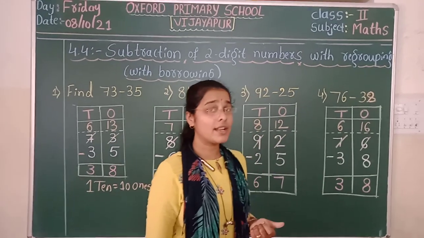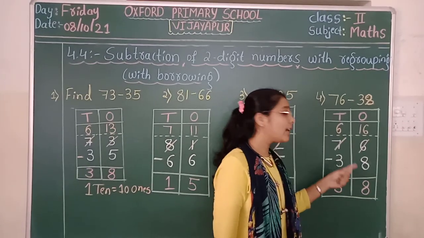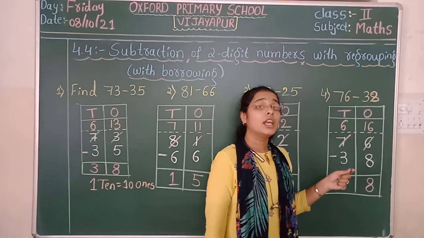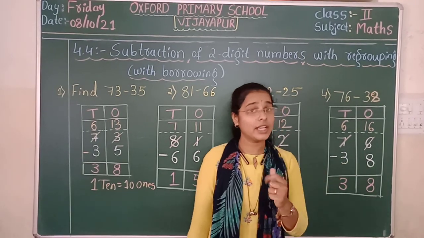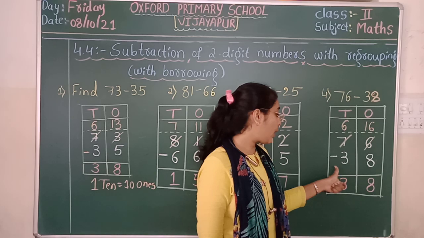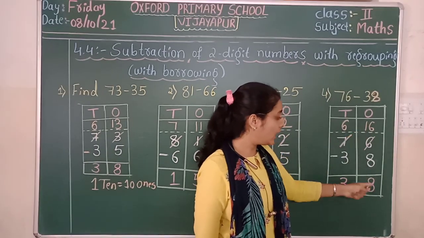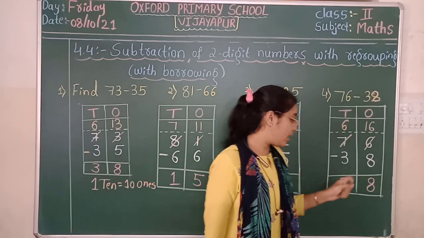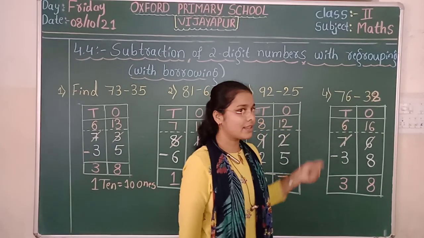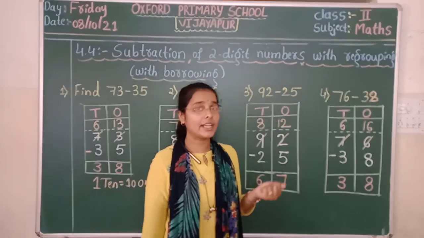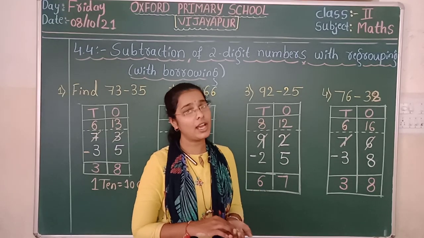To check your answer, what do you have to do children? You have to add these two numbers. 8 plus 8, 16. 3 plus 3, 6. So our solution is correct. By this we have to check our answer.